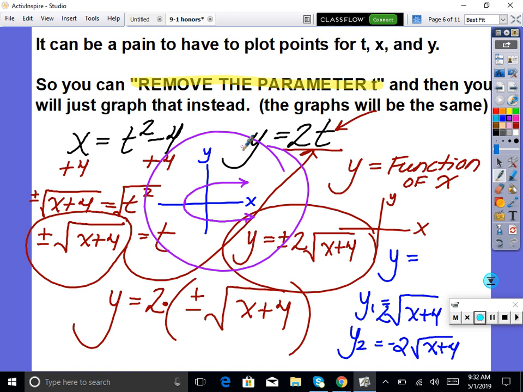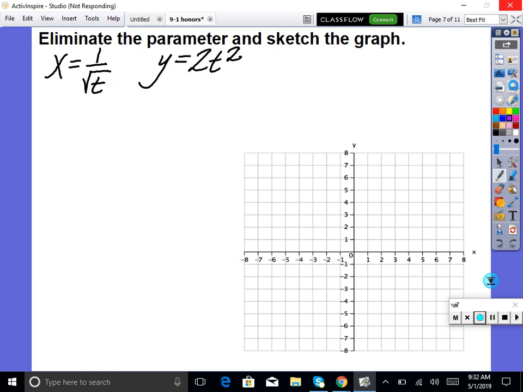Okay, we're going to do another one by removing the parameter, in other words, putting it in rectangular coordinates. All right, this says eliminate the parameter and sketch the graph. So that means put me into y equals a function of x form. We're going to leave this as this. We need this to be a function of x.